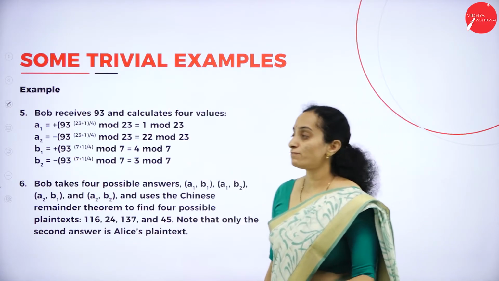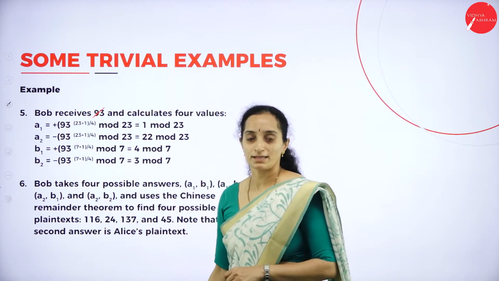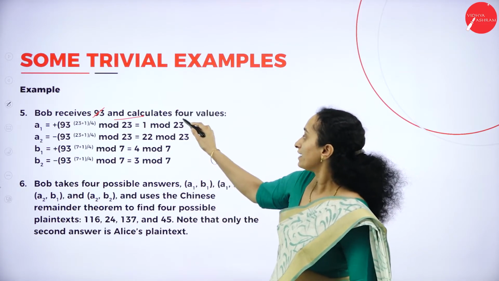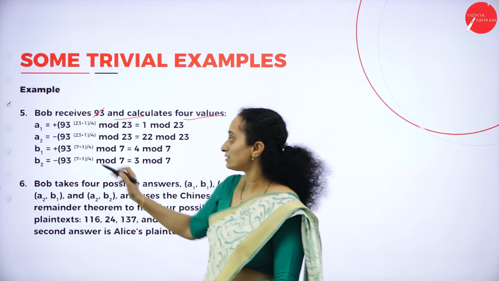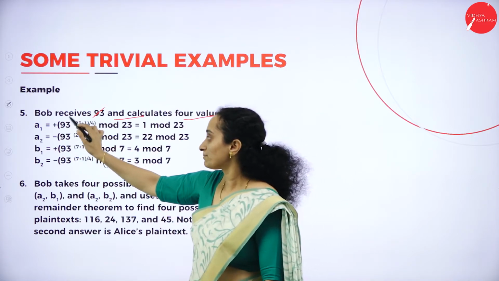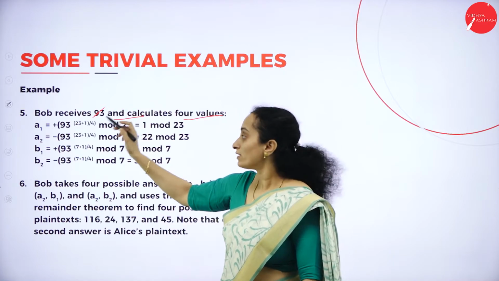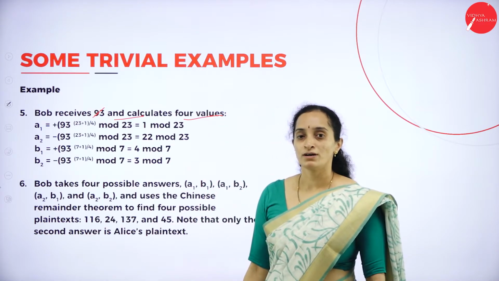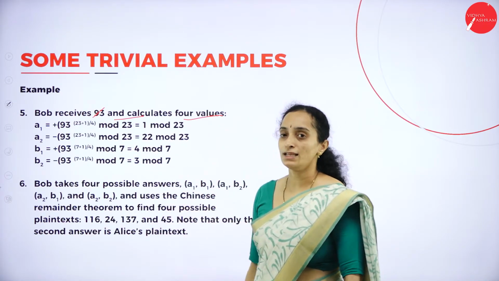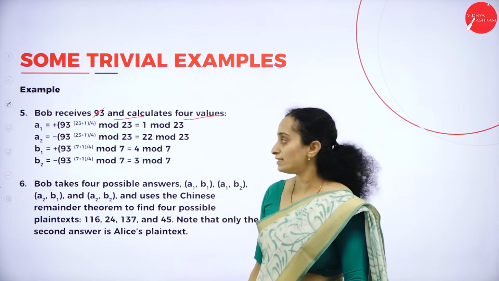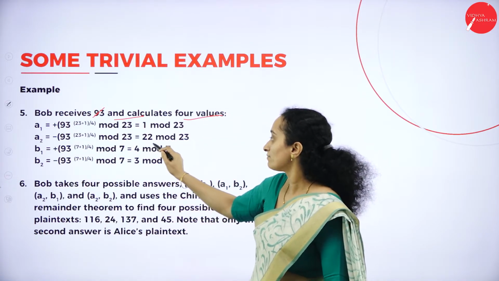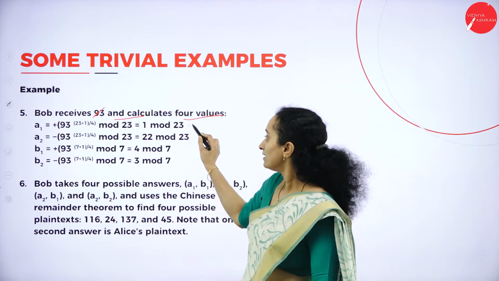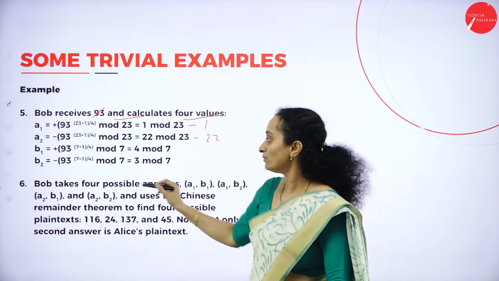Okay. Another example we have is the decryption method. How does the decryption happen? So Bob receives the value 93 and calculates 4 values. A1 equals plus or minus 93 to the power of (23+1)/4, that is 93 to the power of 6 mod 23, which gives 1 mod 23. Now for the negative, we get the congruence 22 mod 23. This gives 1, this gives 22.